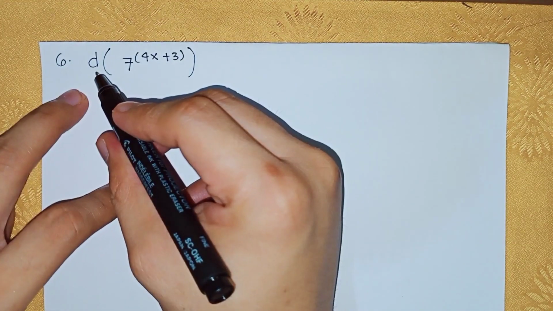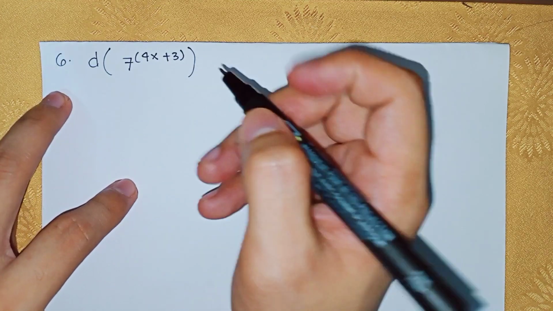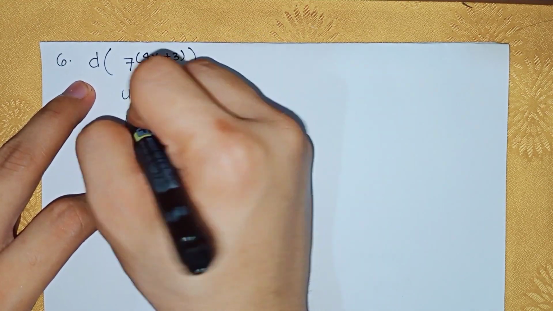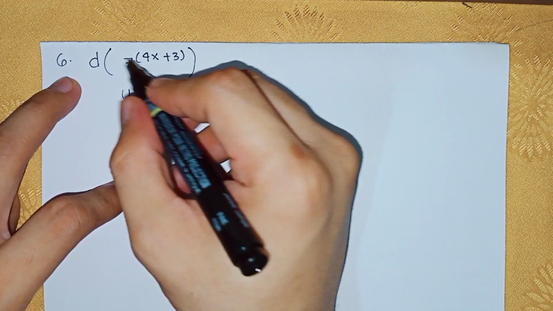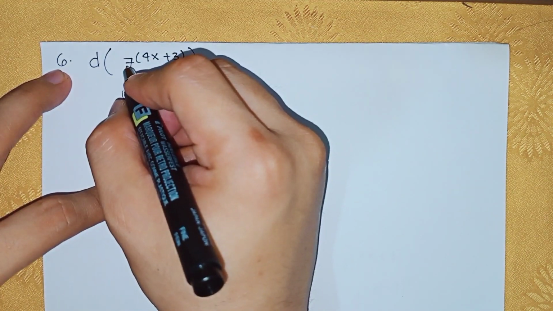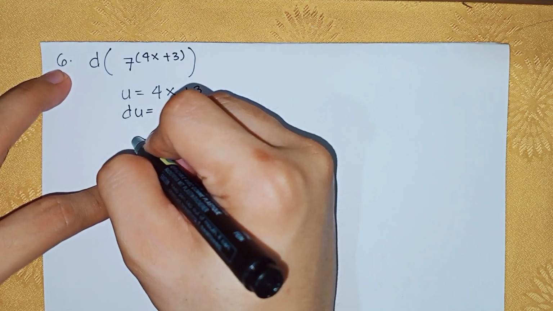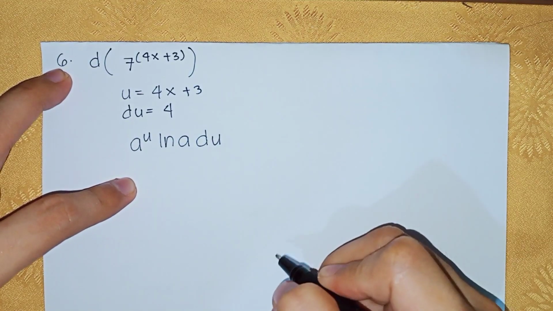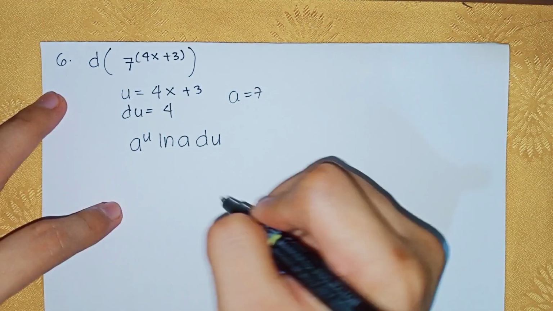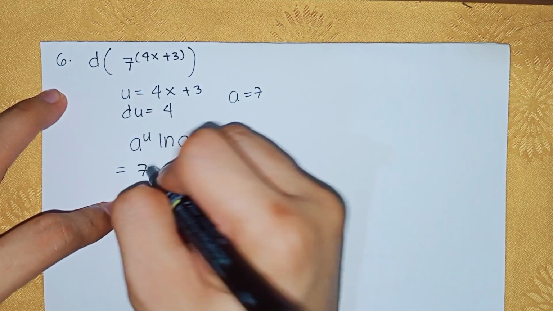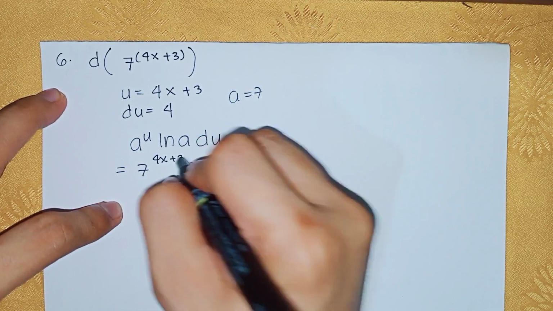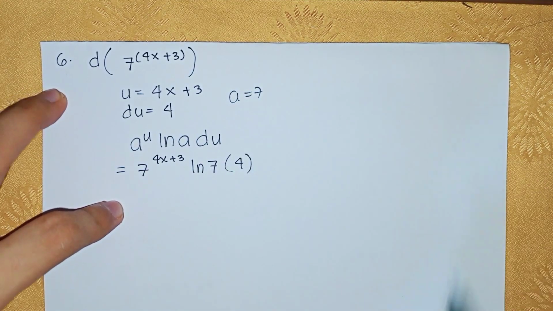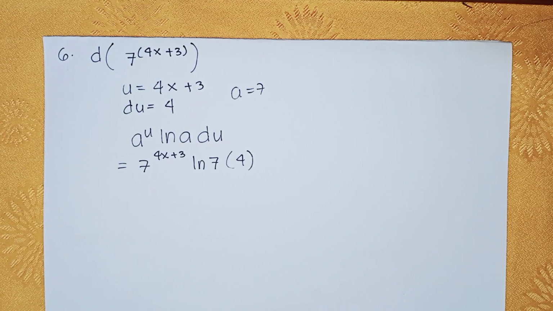Example number 6. So, find the derivative of 7 raised to 4x plus 3. So, ang function natin dyan ay u is equal to 4x plus 3. So, ang derivative niyan ay 4. Tapos, ano nga yung formula? Derivative ng constant raised sa function. So, derivative niya ay a raised to u ln a times du, di ba? So, ang a natin dyan yung 7. So, ang magiging derivative natin dyan ay 7 raised to 4x plus 3 times ln 7 times yung du natin, which is 4. Okay?